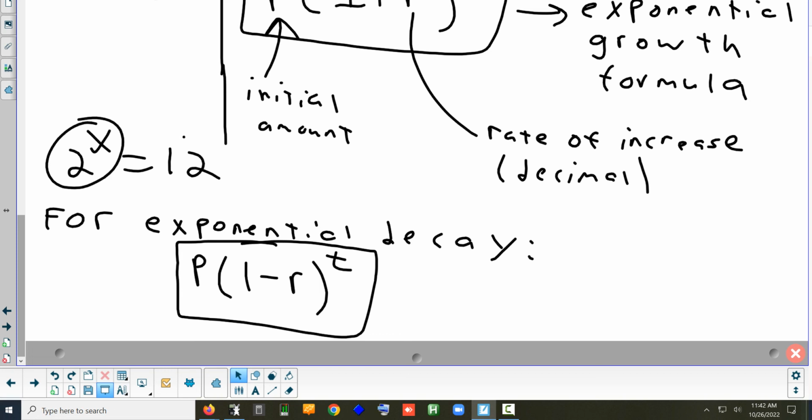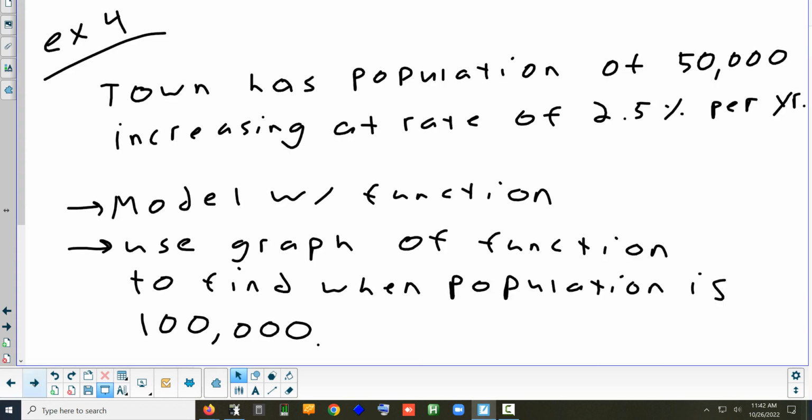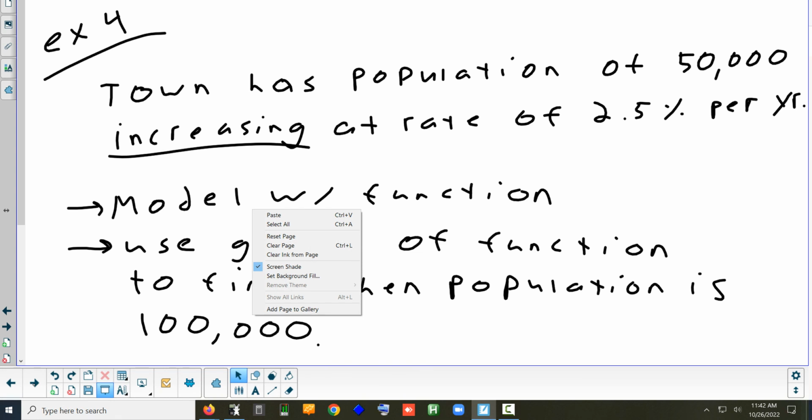You could put something in y1, and then put something in y2, and look for an intersection. We will talk about how to do it algebraically, but that won't be for today. So we've got a town with a population of 50,000 people, increasing, so we know which formula we should be using, at a rate of 2.5% per year. So step 1, write a function that represents this. Step 2, use the formula to find out when the population will hit 100,000 people.